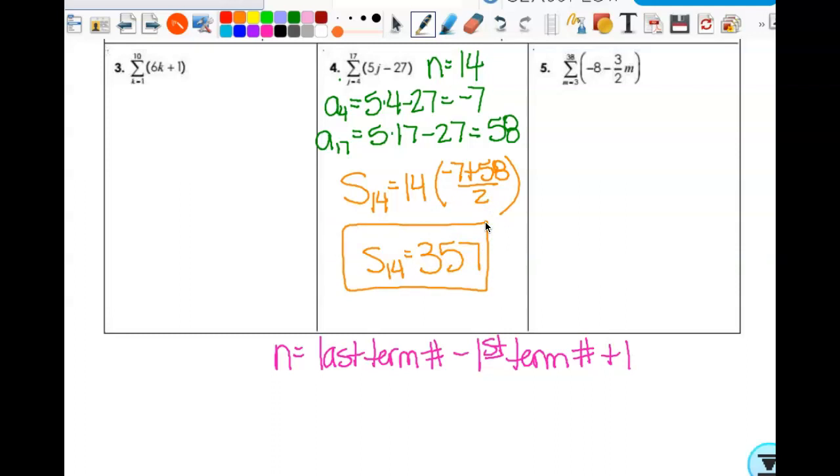So number 5. What is n? 36. Very good. All right, so then you go ahead and find the third term, because that's what we're starting with, and find the 38th term. Give you a second to find those two.